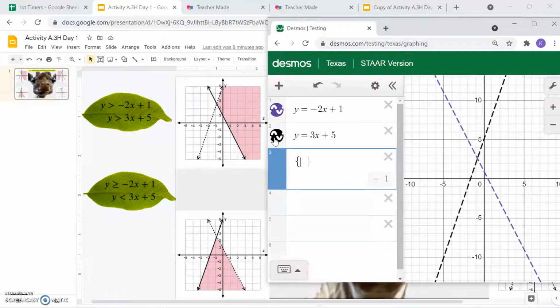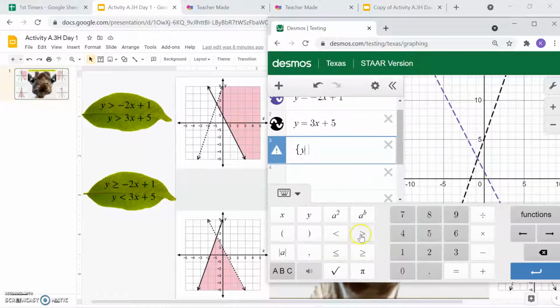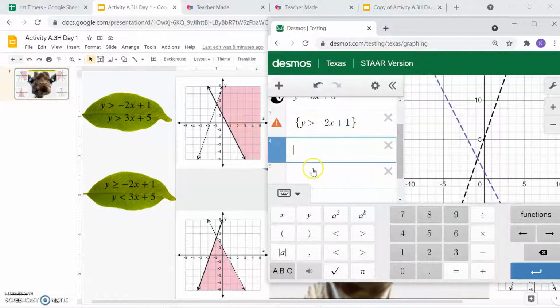So I'm going to type in this equation in here with brackets. I'm going to open up a bracket, that way it can tell me if the point that I'm going to drag and put in here is going to make it true or not. So I'm going to type in this equation the way it is. How do you get the symbols? Right here, which is y greater than negative 2x plus 1, bracket. And I'm going to go over here, bracket, y is greater than 3x plus 5, with the bracket.